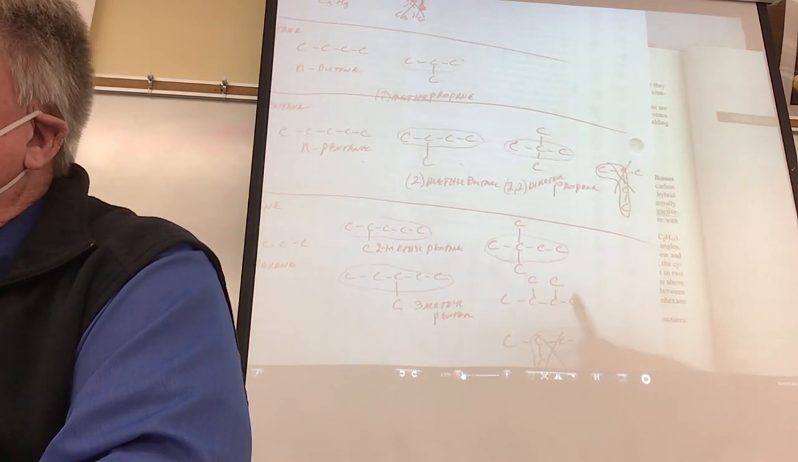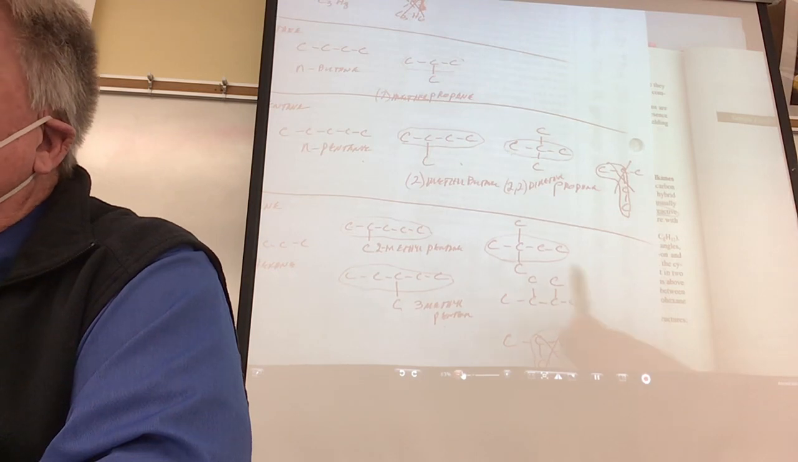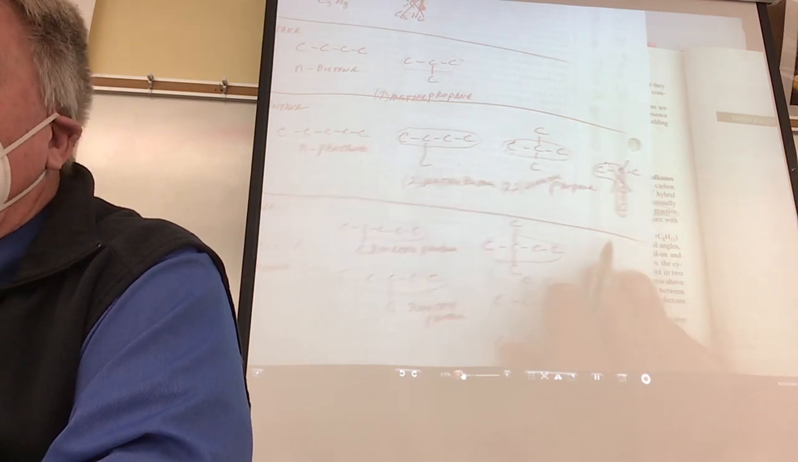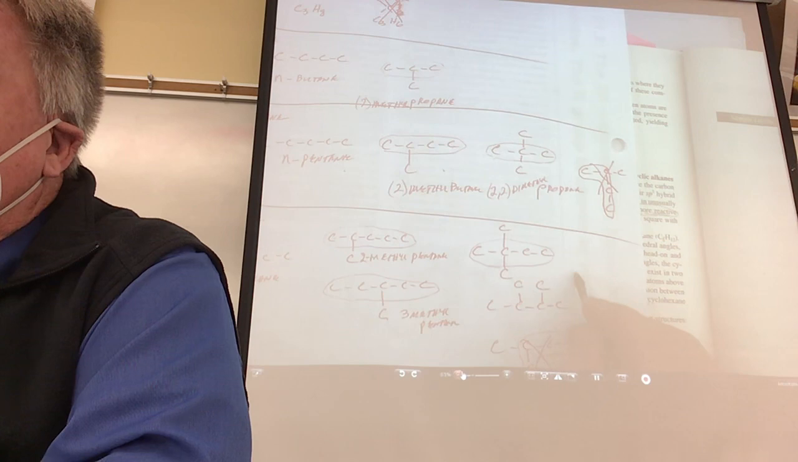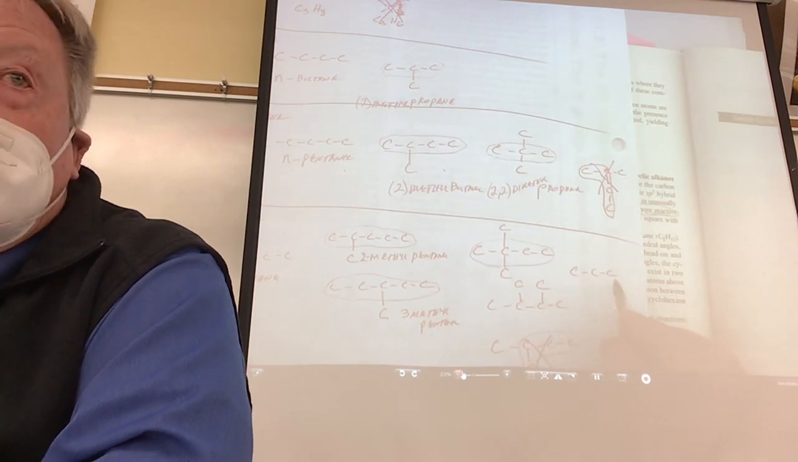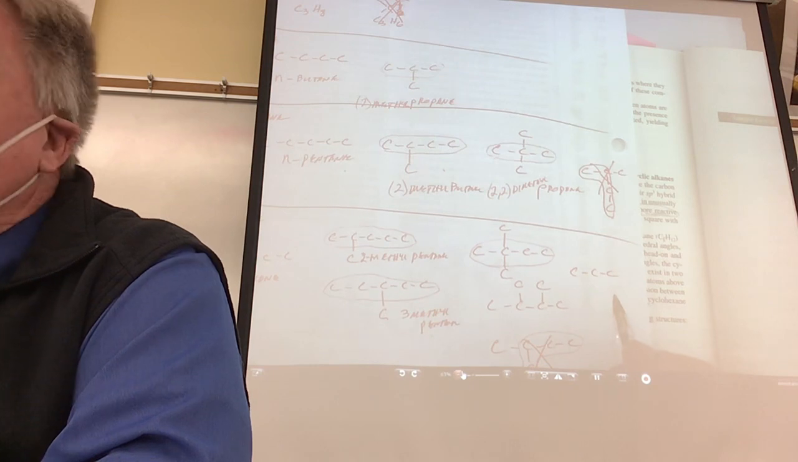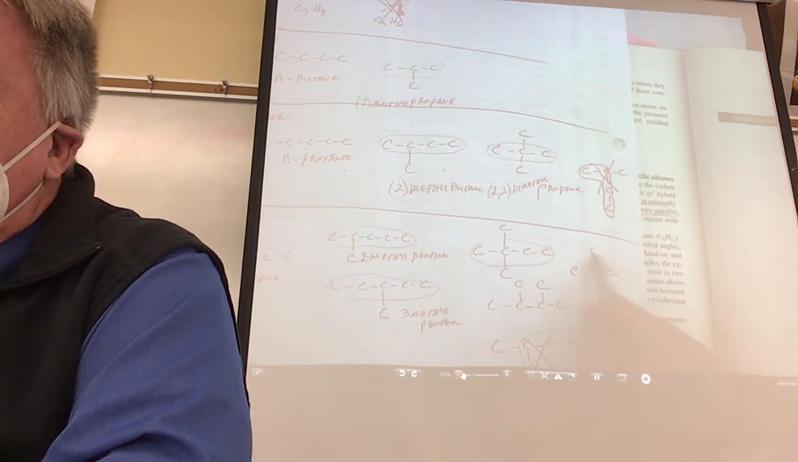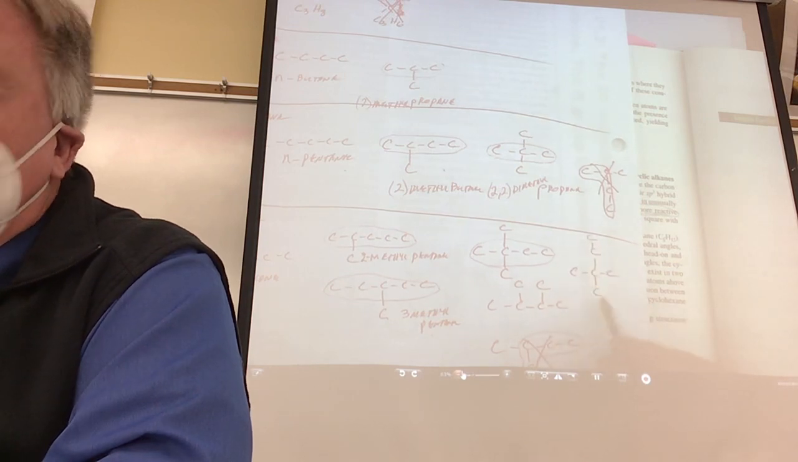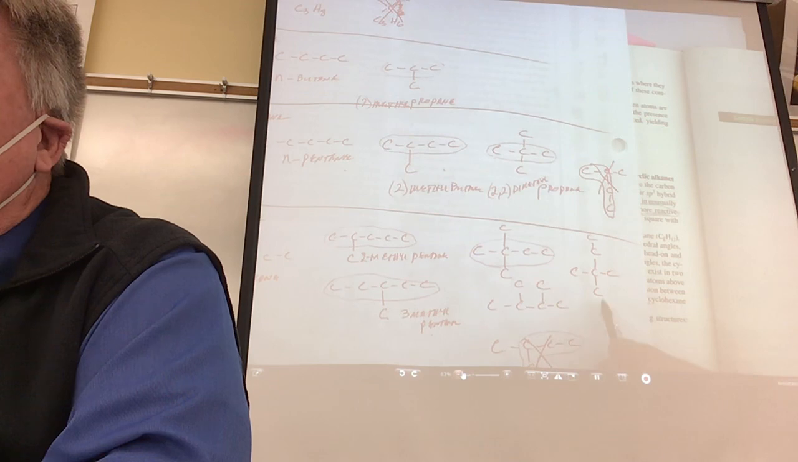Any others with 4 in a row? Nah. All right, let's do 3 in a row. Ooh, how about 3 in a row? That's a good question. Now you got 3 more carbons to put somewhere. Where are you gonna put them? It's a big question. What do you think? Look at that one.